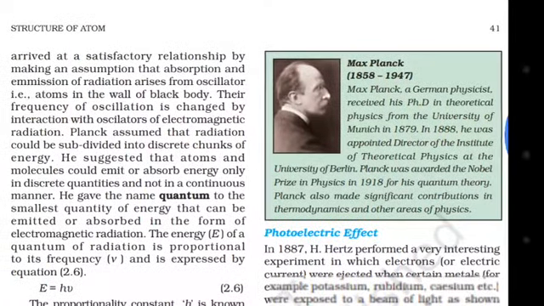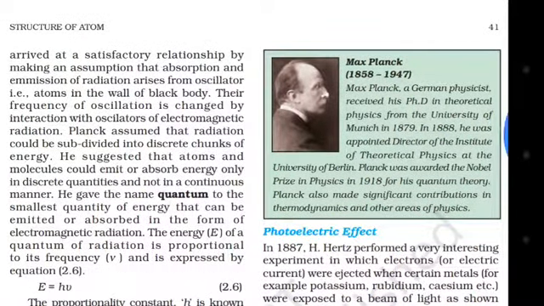Max Planck arrived at a satisfactory relationship by making an assumption that absorption and emission of radiation arises from oscillators, that is, atoms in the wall of the black body. Their frequency of oscillation is changed by interaction with oscillators of electromagnetic radiation. Planck assumed that radiation could be subdivided into discrete chunks of energy. He suggested that atoms and molecules could emit or absorb only in discrete quantities and not in a continuous manner.